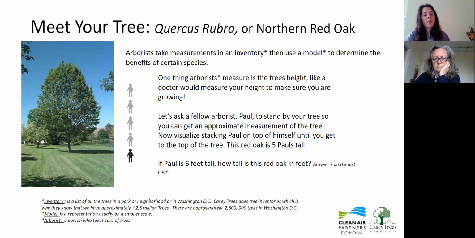So we'll visualize stacking Paul on top of himself over and over, and we'll say that this tree is 5 Pauls tall. You can see I stacked him on top of himself to get to the tippy top of the tree. We know my friend Paul is about 6 feet tall, and this tree is 5 Pauls tall. So we're not measuring this tree in Pauls, but we'll measure it in feet by multiplying 5 by 6 and say that this tree is about 30 feet tall.